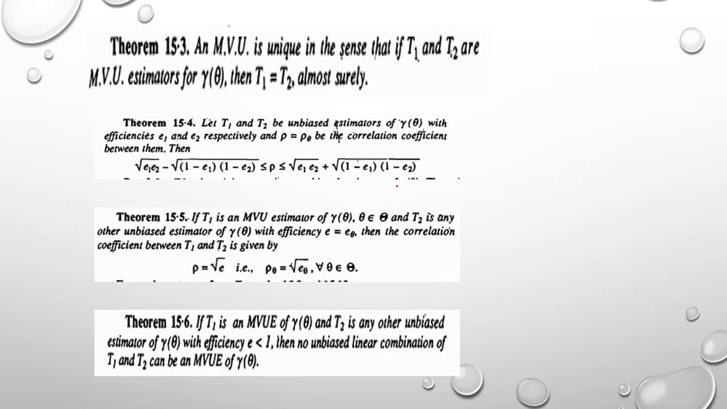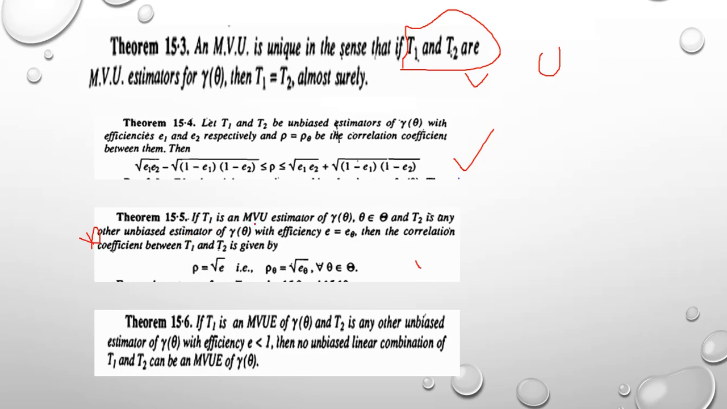Important theorems. See, an MVUE is unique. Unbiasedness and consistency are not unique, but MVUEs are unique. For the proof, you can refer to a book also. This is also another result, from the coefficient of correlation. The theorem is important for objective questions.